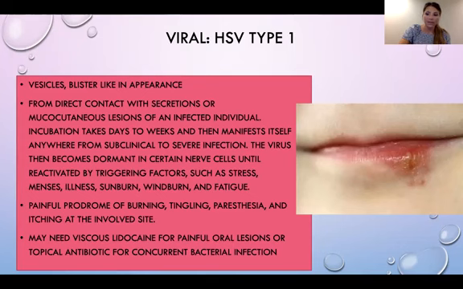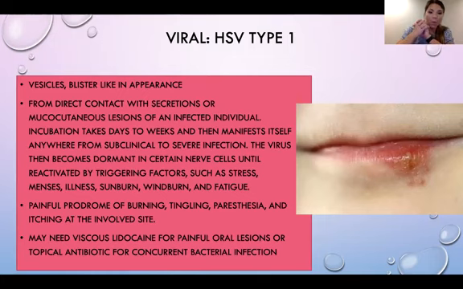So now we'll move on to the viral portion. We're moving right along. HSV type 1. So HSV in general could really be its own talk. So I'm going to try to keep this as brief as possible because there's a lot to talk about with HSV, but we're just going to talk about type 1 first.